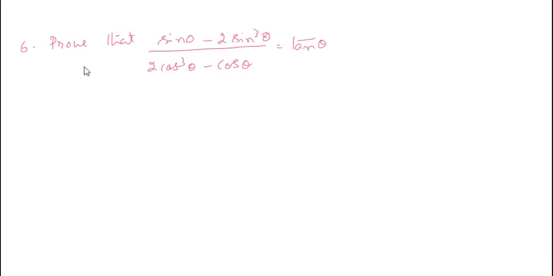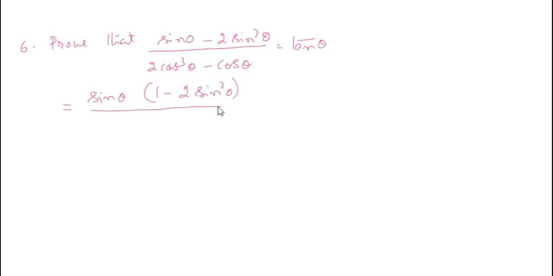Sixth exercise, prove that (sin theta minus 2 sin cube theta) divided by (2 cos cube theta minus cos theta) equals tan theta. Now here in the numerator sin theta is common. Let us take sin theta out. So this is sin theta, I am taking out. What is remaining here is 1 minus 2 sin square theta.